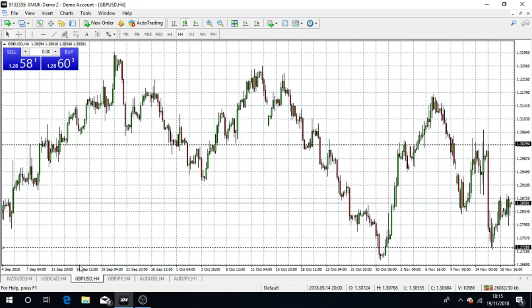Now if we look at cable, we did drop just over 300 pips when that news was released, and if we look at GBP/JPY, we did drop over 350 pips. Now apart from that, we didn't have any major economic figure releases in the economic calendar today, but I will keep you guys updated on my trades during the week.